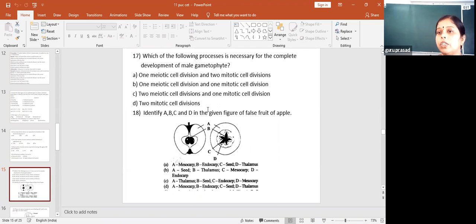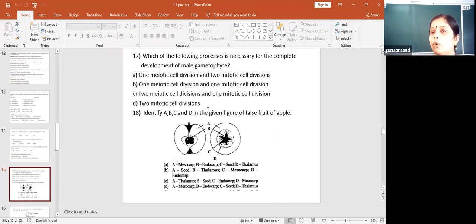What kind of division takes place here? Meiotic division takes place, because the pollen mother cell or microspore mother cell, PMC or MMC, is involved in meiotic division. Because it is diploid in number, and gametes are haploid, it has to undergo meiotic division. Since it is diploid in number, it will undergo meiotic division to produce microspores. Microspores have come. So these microspores will dissociate from each other and get converted into pollen grains.